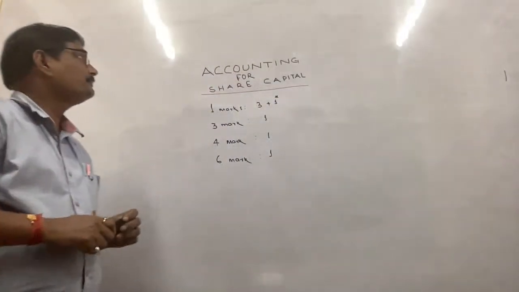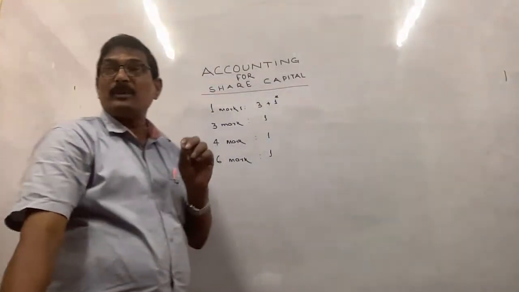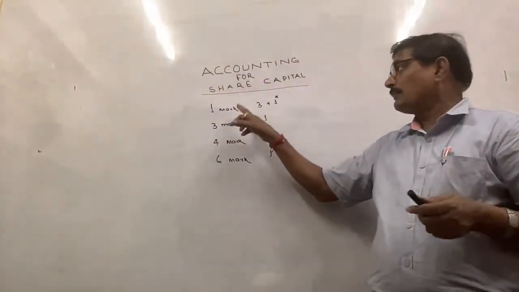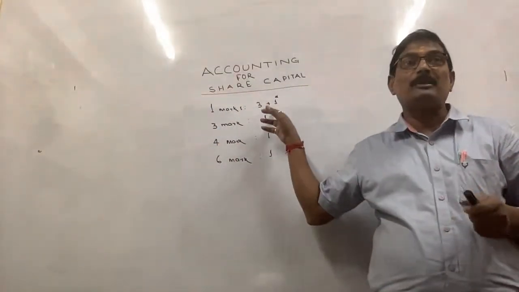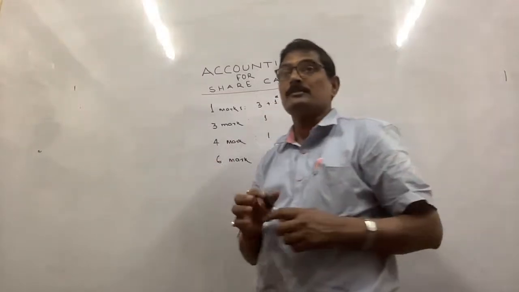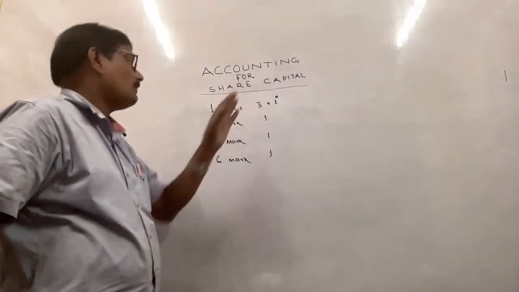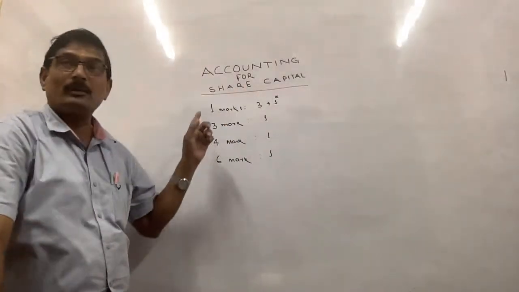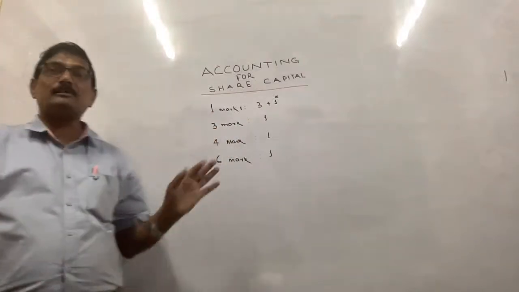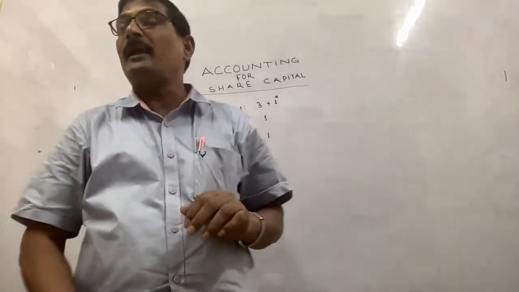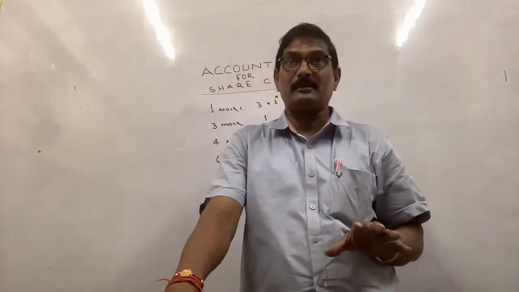Pay attention. So far as CBSE is concerned, accounting for share capital consists of 1 mark questions. There will be 3 questions compulsory. 1 is optional. So in total you'll be getting 4 questions, out of which 3 are compulsory, 1 is optional. 3 marks questions will be 1, 4 mark questions will be 1, and 6 marks question will be 1. In total, share capital and debentures will comprise 24 marks.